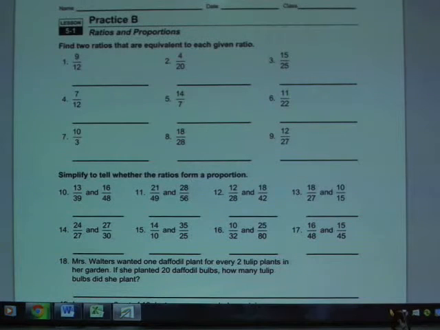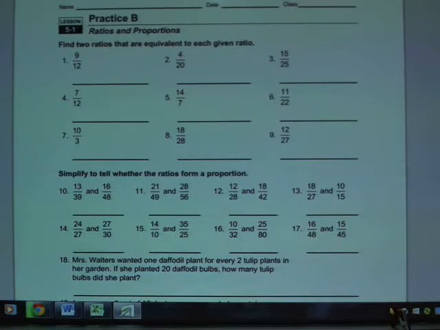This is the homework helper for Chapter 5, Section 1 in the 8th grade textbook entitled Ratios and Proportions. Okay, so let's go ahead and start looking at the questions here.